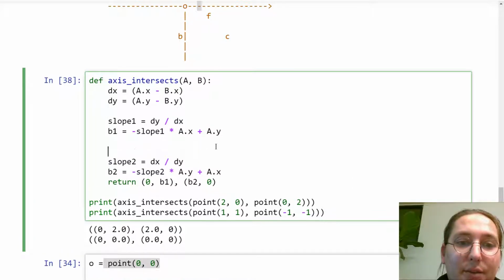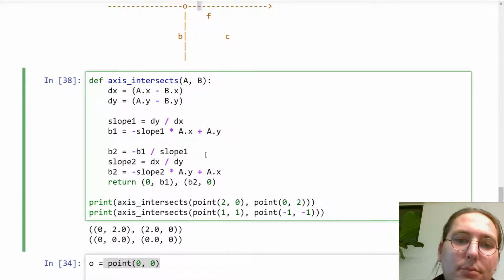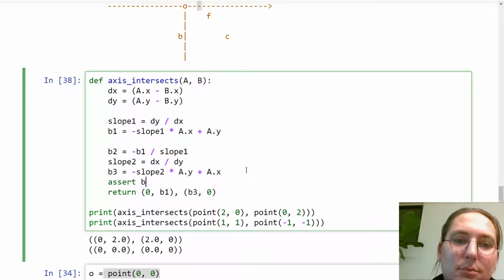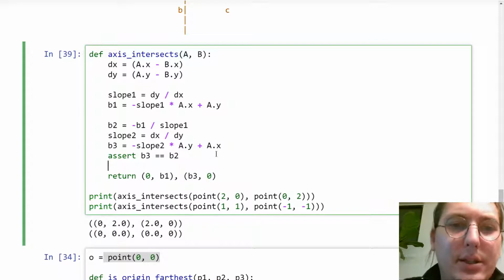Then I guess b2 should be minus b1 over slope. Actually, yes. Well, we'll see if that's ever not the case.